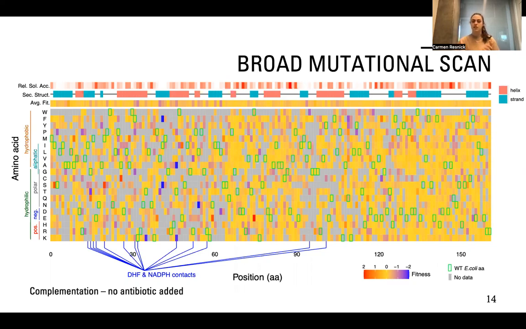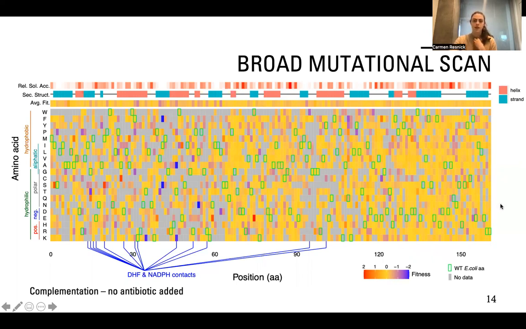Here we see the complementation assay. How well do these sequences relate to E. coli? And you see in the green boxes is the wild type E. coli sequence. For the most part, things are surviving really well, as shown in yellow. Some things aren't present at all, shown in gray. And then we see our depletion and enrichment with red and blue boxes, as denoted in the figure in the scale down here.